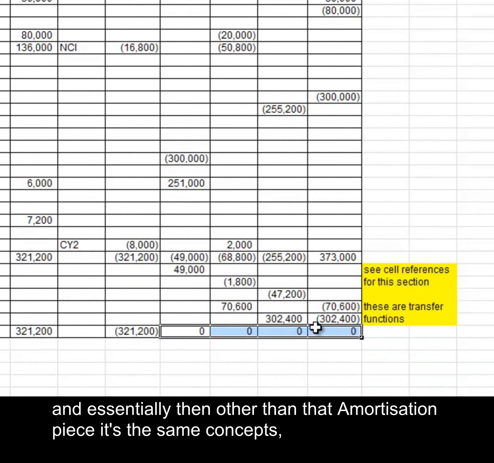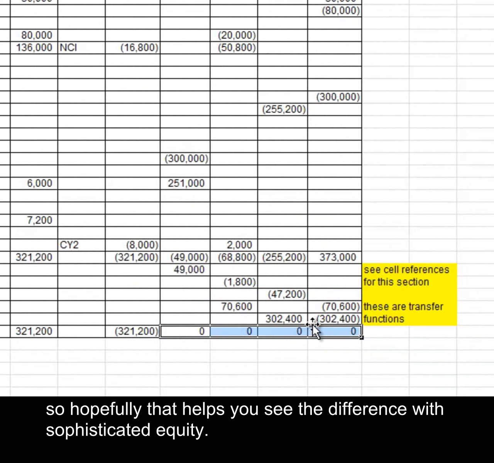And essentially then, other than that amortization piece, it's the same concepts. So hopefully that helps you see the difference with sophisticated equity.